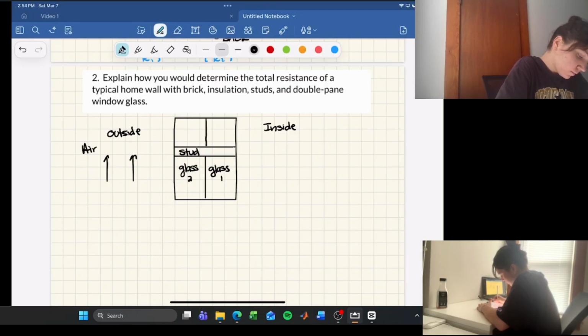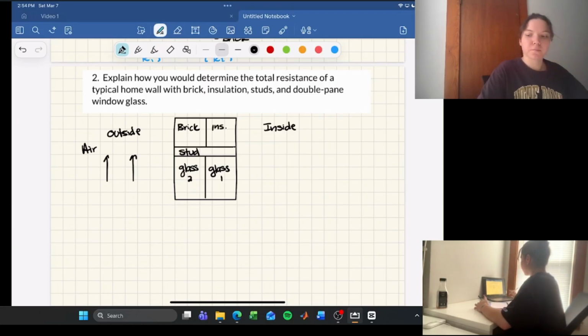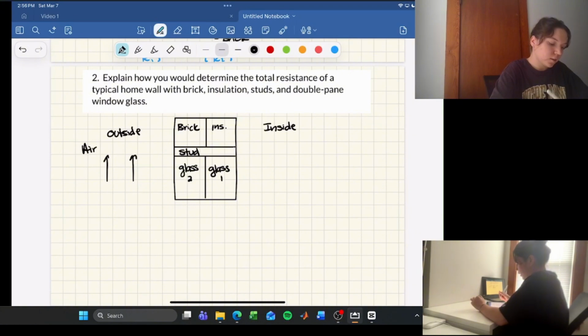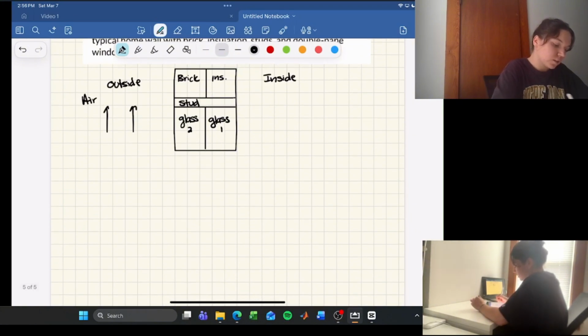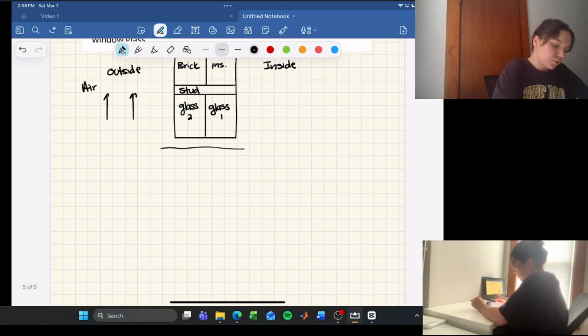And then up here, we have brick and insulation. So the brick is on the outside, and the insulation is on the inside. Okay, and let's just say that it's hotter outside than it is inside. So the temperature is going to be changing in this direction.